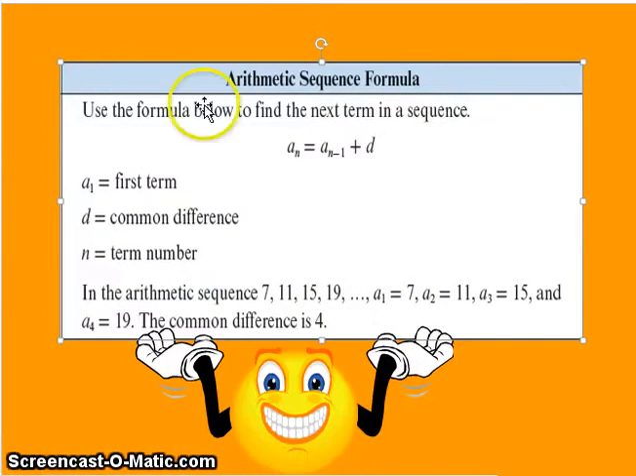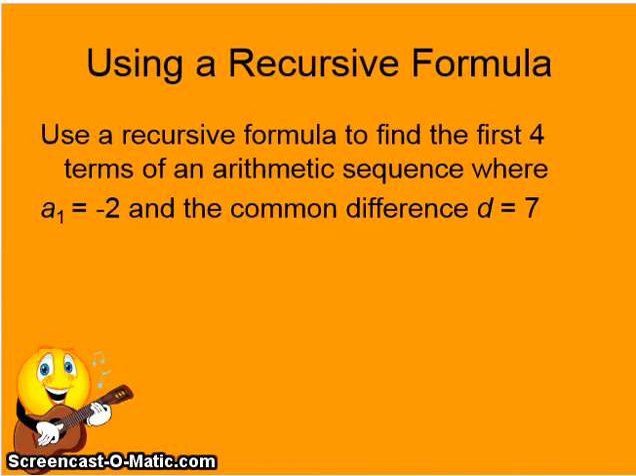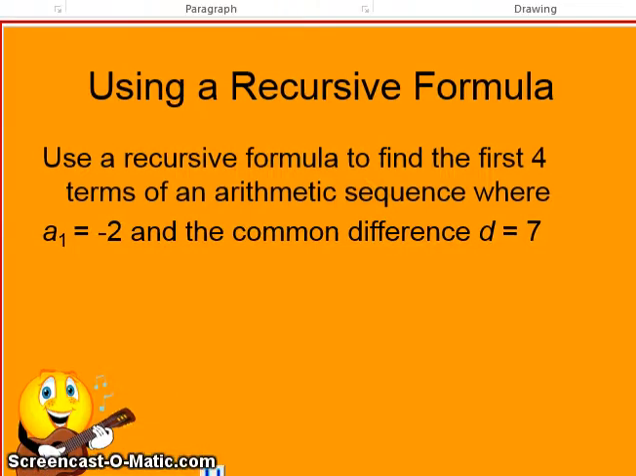Now basically what this says is if we want to find a term of the sequence, we can take the term before it and add the common difference. That's the recursive formula. In this example, which needs to be in your notebook, they want us to use the recursive formula to find the first 4 terms of an arithmetic sequence where a sub 1, or the first term, is negative 2, and the common difference is 7.